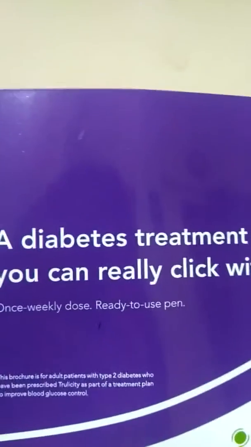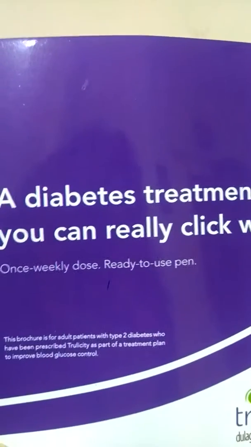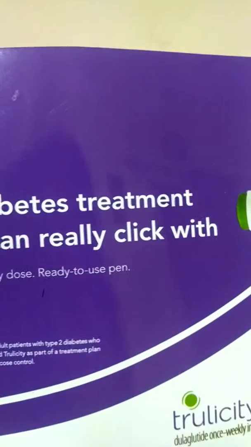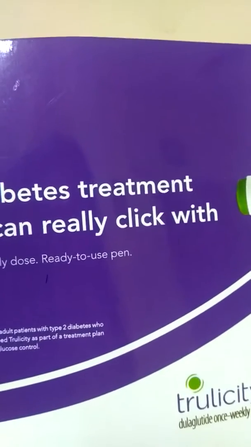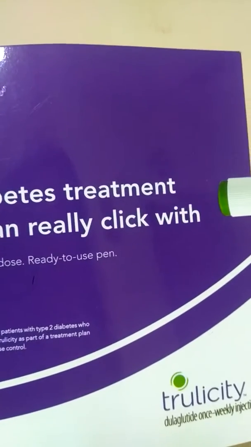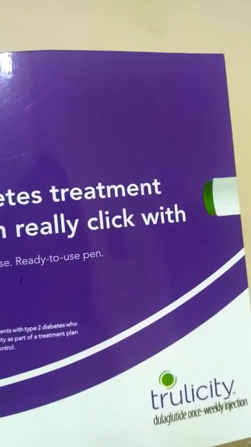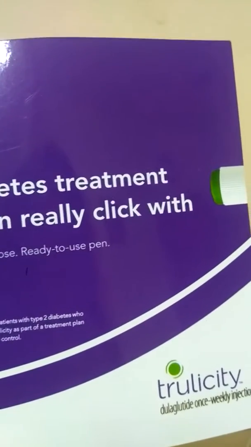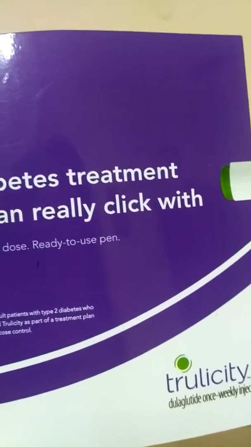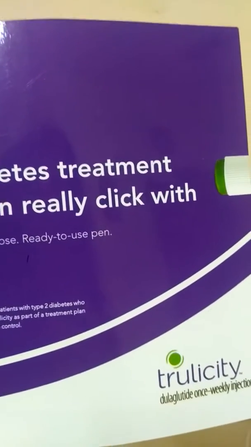Today we are discussing the new treatment for type 2 diabetes mellitus, that is a once weekly injection. As the name suggests, this needs to be taken once in a week. This Trulicity injection, the salt is dulaglutide. Dulaglutide is a GLP-1 agonist. Like the other GLP-1 agonists, the mechanism of action of dulaglutide is the same.